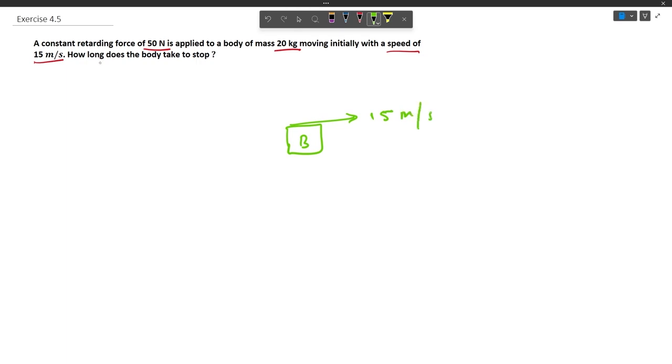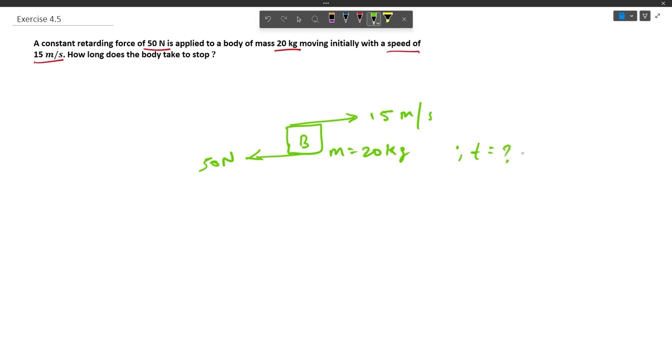Now a constant retarding force of 50 Newton is applied on the body. A retarding force is a force applied on a body to reduce its speed, so it must be in the opposite direction. So in this direction 50 Newton is applied, and the mass of the body is 20 kg. We have to find the time t that is required to make the body stop.